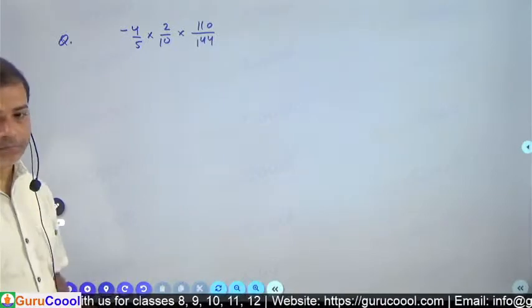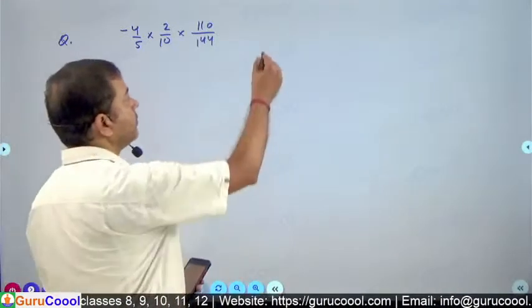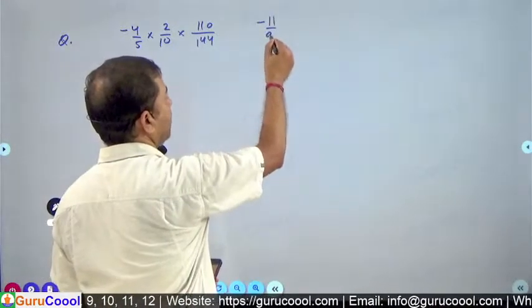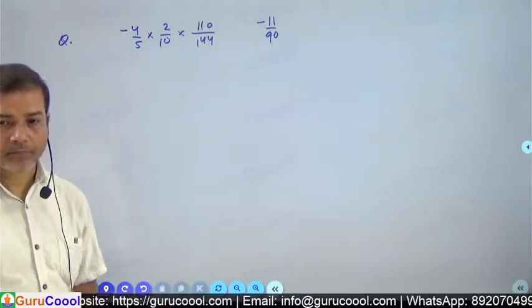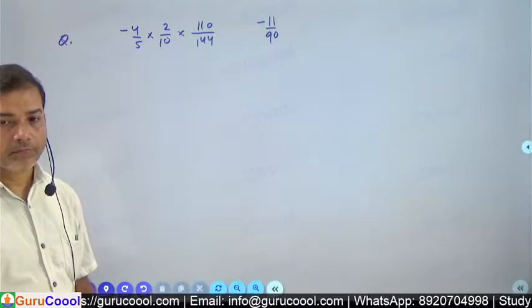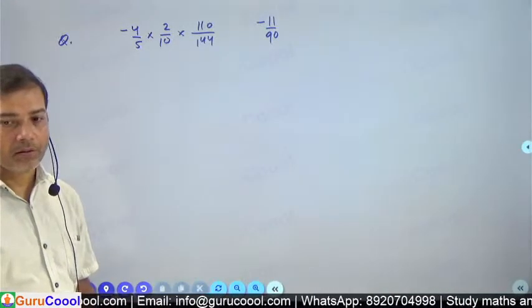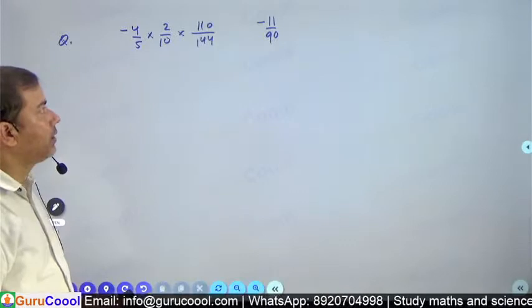Sir, minus 11 by 90. Minus 11 by 90. David, are you trying? Yes, sir, I'm trying, sir. Is it taking time, sir? Oh, is it difficult in this timing?